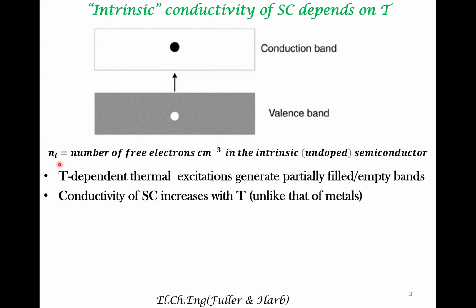The conductivity of a semiconductor increases with temperature. Why is that? That is because as the temperature increases, the excitation of electrons from the valence band to conduction band increases. With that, Ni increases, which increases the conductivity. This is very different from the behavior of a metal. In a metal, typically an increase of temperature decreases the conductivity.